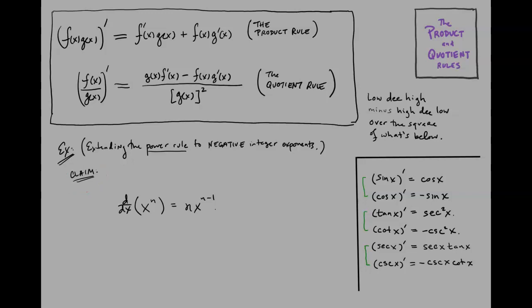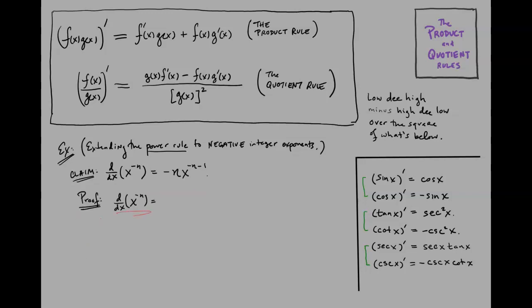Now my claim is that the power rule extends to negative integer exponents, so that if we take the derivative of x to the minus n, where n is any whole number, then the same result holds. I claim we can get the derivative by pulling the exponent down in front and then reducing this exponent by 1. So that this derivative should turn out to be minus n times x to the minus n minus 1. Well, that would be nice if it were true, and I can claim anything I want. The question is, can I prove that it is so?